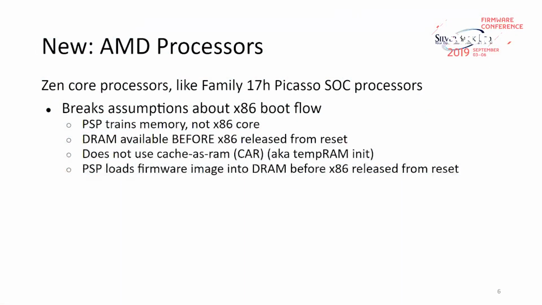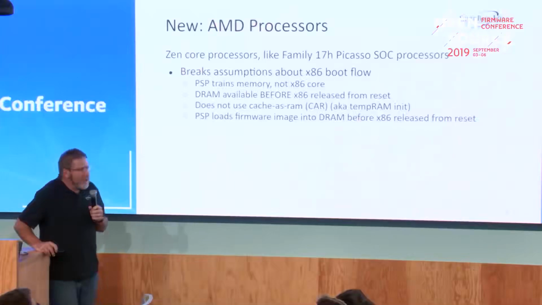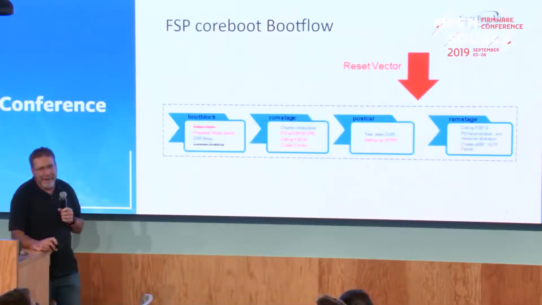The platform security processor actually trains memory for us. So when the x86 cores come out of reset, DRAM is done. It's sitting there waiting, and the PSP has kindly copied our ROM image up out of the SPI ROM into DRAM for us. We don't even have to do execution in place. It's just there. And the hardware doesn't actually have the capability to do cache as RAM.